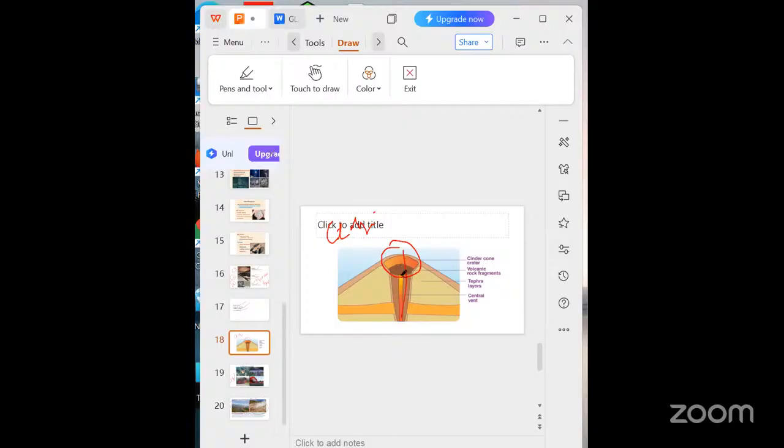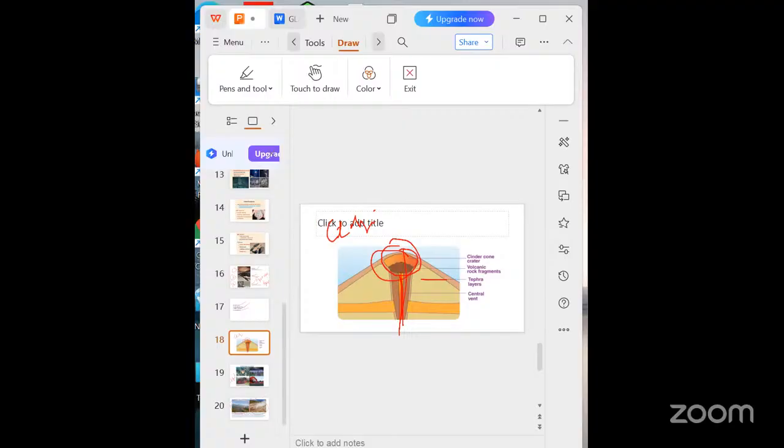This is called the vent. Okay, this is the cinder cone crater. It's called the crater. This is called the vent. And this is called the tephra layers. Okay. Most cinder cones erupt only once. Remember, cinder cones may form as flank vents on larger volcanoes or occur on their own.